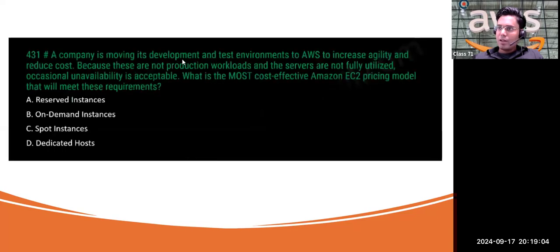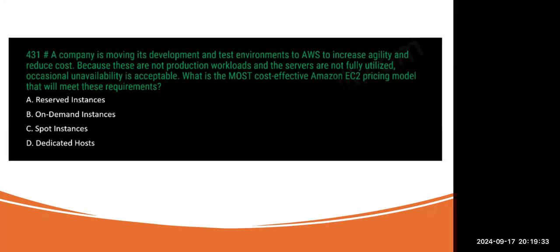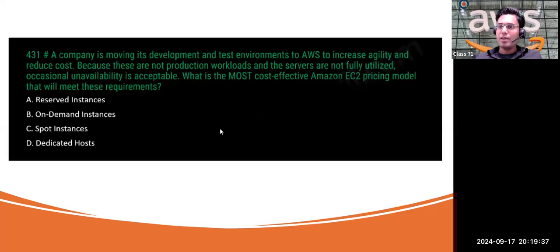A company is moving its development and test environment to AWS to increase agility and reduce costs, because these are not production workloads and the servers are not fully utilized. Occasional unavailability is acceptable. If you notice the words, it says servers are not fully utilized and occasional unavailability is acceptable. It means if it's gone, it's acceptable. So what is the cheapest one? Only one: spot instances, because it says unavailability is acceptable.